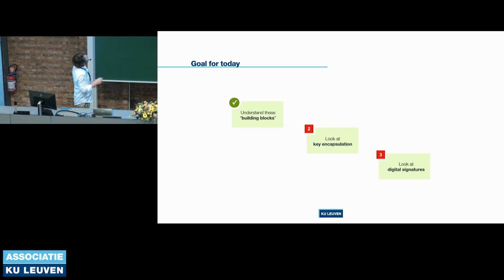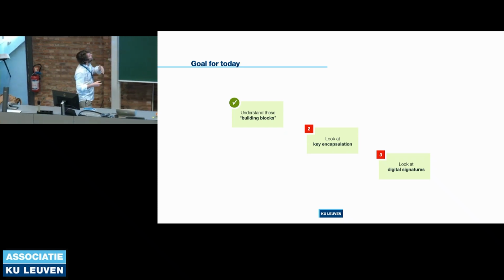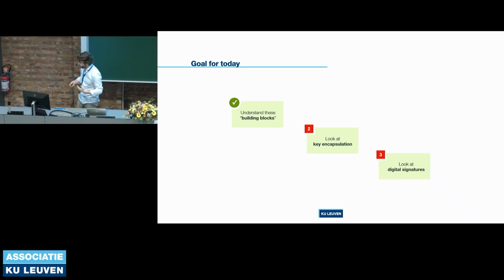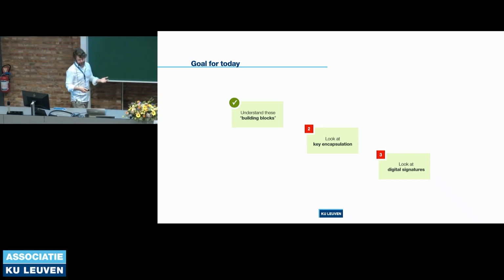For now, we're assuming that we understand these building blocks. We understand modular arithmetic and Diffie-Hellman. And we're now going to look at that second step of public key encryption. And in particular, we're going to look at key encapsulation.